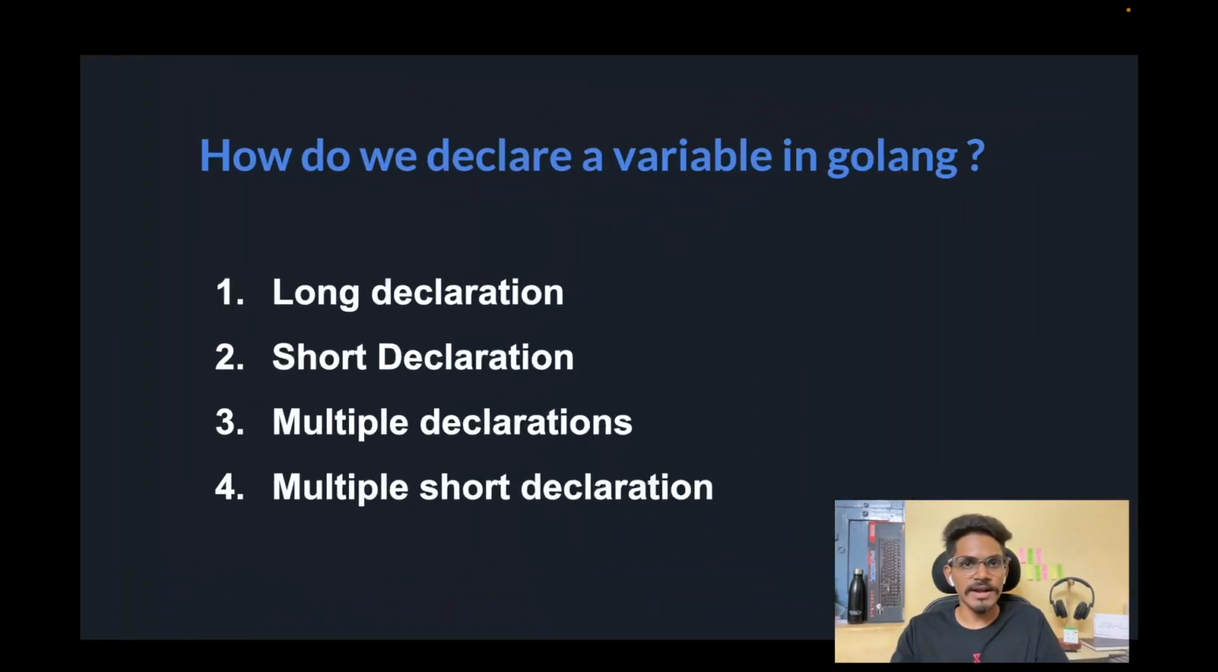We will try to understand how we declare a variable in Golang and also how we assign the value to a variable. So first we will see there are varieties of declaration. Long declaration is there, short declaration is there, multiple declarations are there, and again multiple short declarations are there. So we will try to understand with some examples.